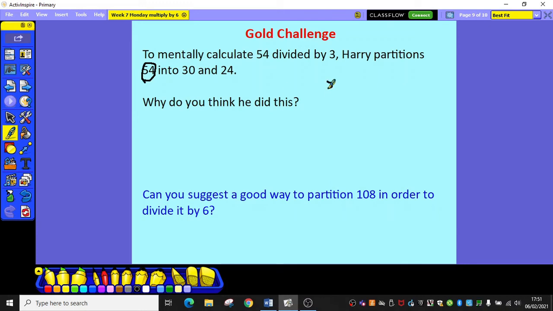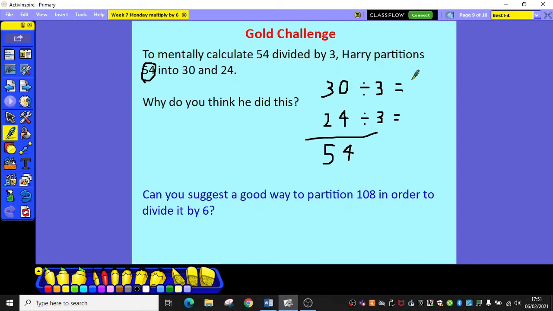So those 2 numbers that Harry's decided to use are 30 and 24. And hopefully you've already made that connection that they both make 54. So we're going to count in 3s up to 54, but instead of counting all the way up to 54, we can count up to 30 and we can count up to 24, and then we can put our 2 answers together. Okay, so dead easy.